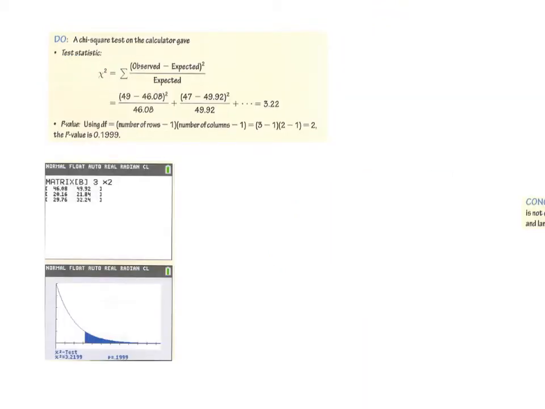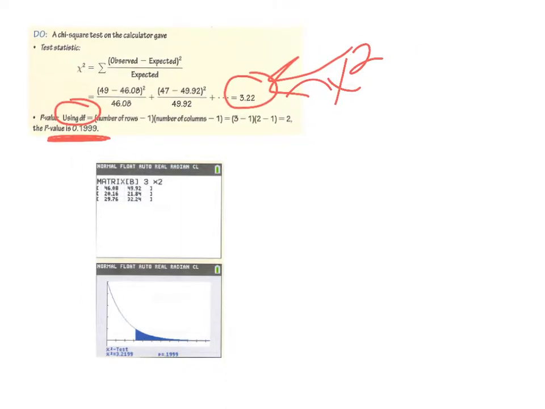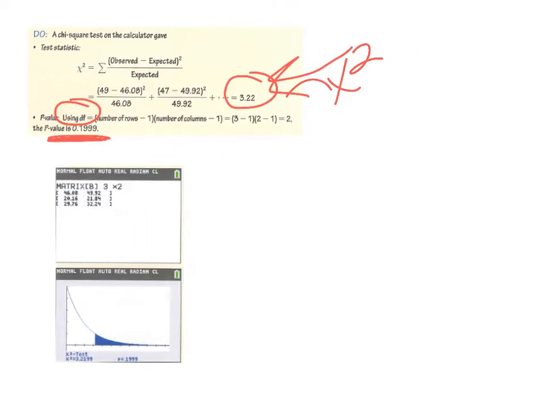So to show my work when I'm doing my test statistic, you can show your first couple of terms. Follow your dots, plug in the numbers, and the number from your calculator is 3.22. I need to write down my p-value, 0.1999, and I need degrees of freedom. Remember, I need the test statistic, so I need the actual chi-square value, I need the degrees of freedom, and I need the p-value to ensure that I get full credit.